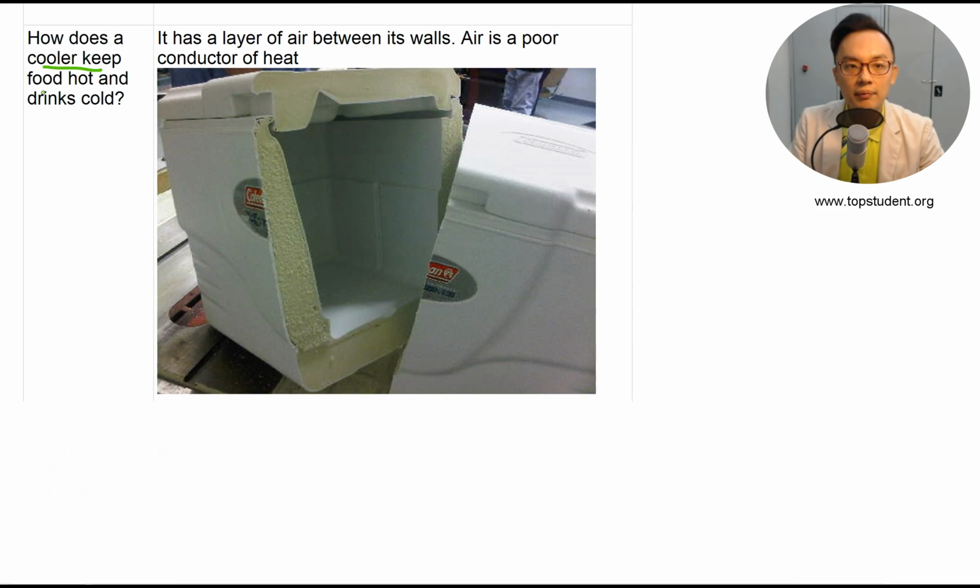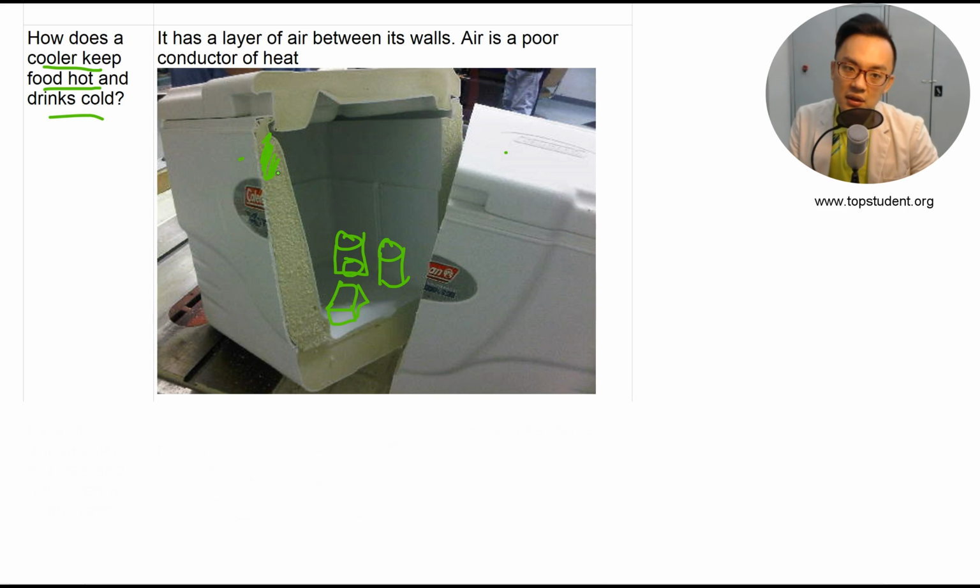So how does a cooler keep food hot and drinks cold? This is a cooler. There's a cover, and you put canned drinks inside here, or you put ice inside to keep things cold. So how does it keep things cold? Here, I've cut the cooler in half. I don't know whether you can see it. This is one half, this is the other half. In between, you have this spongy material, and inside this material you have a lot of air pockets as well.